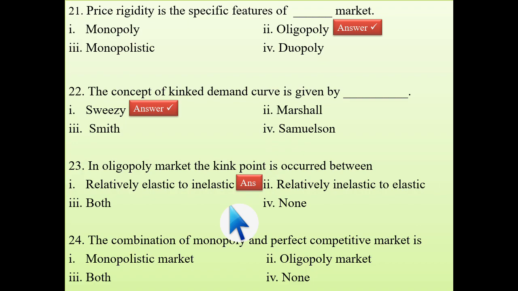Okay. Coming to the next question, number 24. That is the combination of monopoly and perfect competitive market, which kind of market is it? Well, that is the monopolistic market. We have known that. Okay. So this is all about the second part of the mock test series.